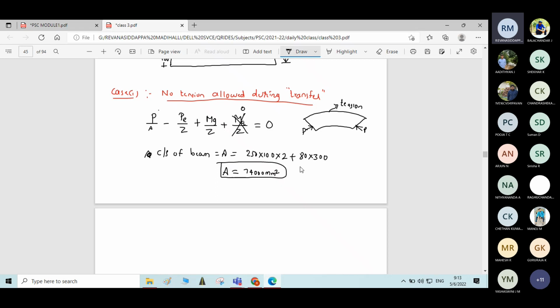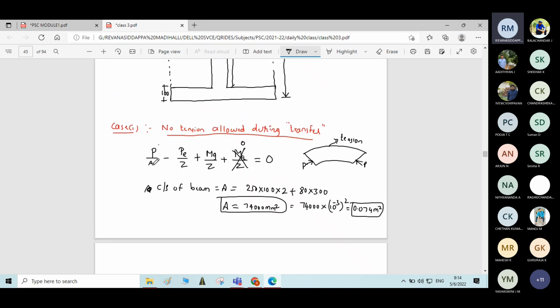For calculation of the self weight, we need the area in terms of meter square. Converting, it will be 74,000 into 10 power minus 3 whole square, so the final area is 0.074 meter square. The area in meter square is required for calculation of the self weight. Now we got the area.